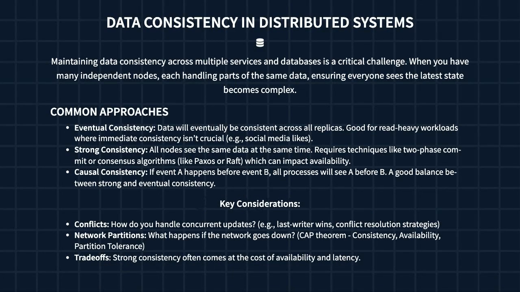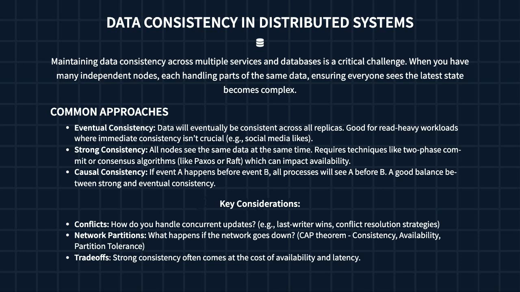Okay, let's talk about data consistency, a really important topic when we're designing systems that spread across multiple services. Basically, it's about making sure everyone sees the same version of the truth. There are several ways to approach this. Eventual consistency is often used where you don't need immediate updates, like with social media likes, it'll eventually update everywhere. Strong consistency guarantees everything's synced at once, but it can slow things down and make the system less available if there are network problems.